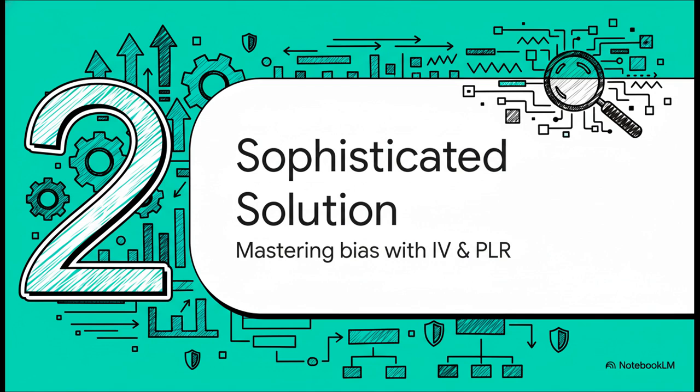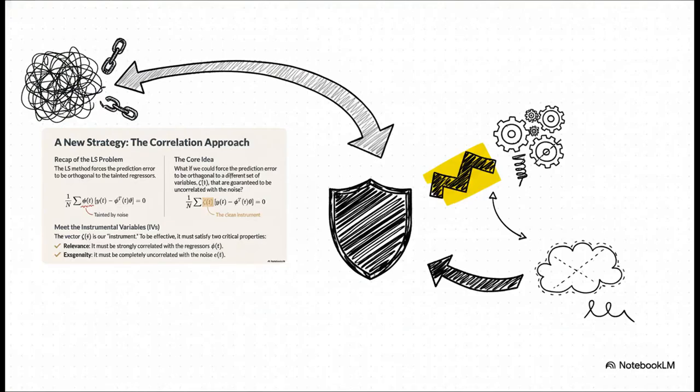So let's explore solutions like the instrumental variables method, or IV, which is designed specifically to handle this exact kind of corruption in our data. The new strategy is actually conceptually pretty brilliant. The original least squares method fails because it's trying to make the prediction error orthogonal to our tainted regressors. So the new idea is, well, what if we force that error to be orthogonal to a different set of variables? A special set that we'll call instruments, designated by zeta here, that we can guarantee are clean and completely uncorrelated with the noise. Now, for this to work, our instrument needs two key properties.